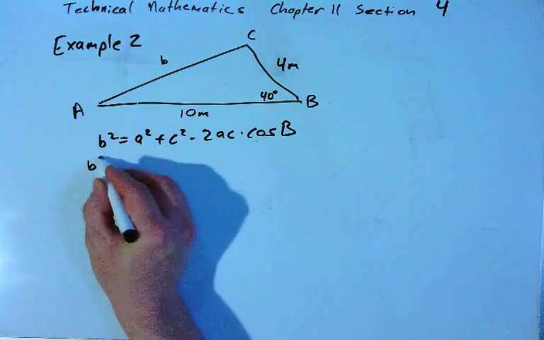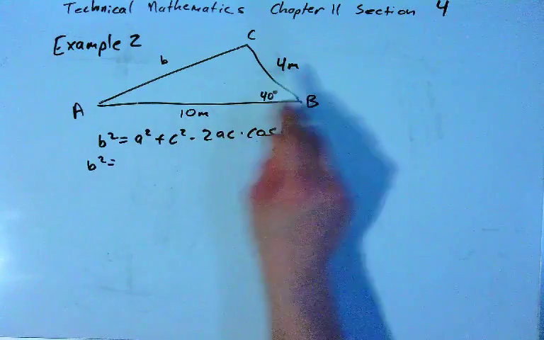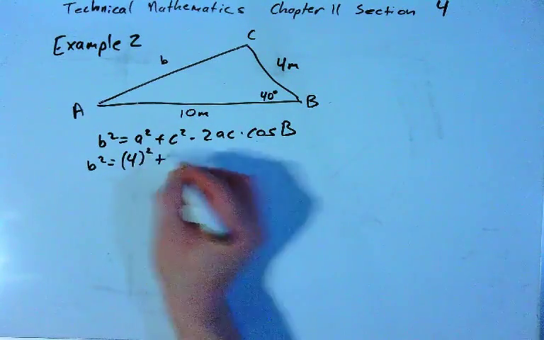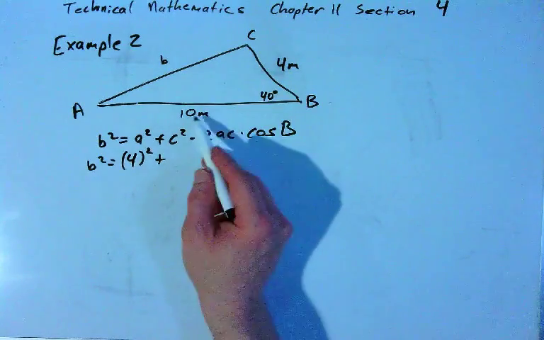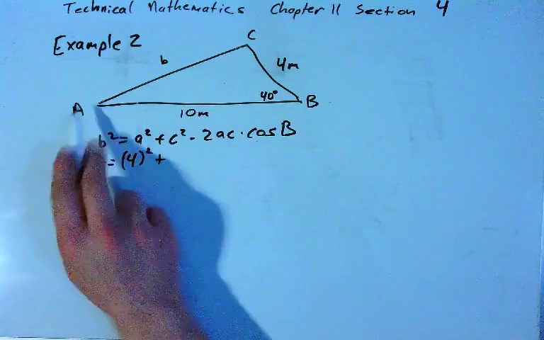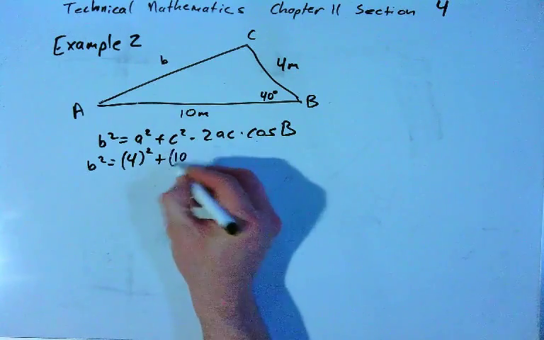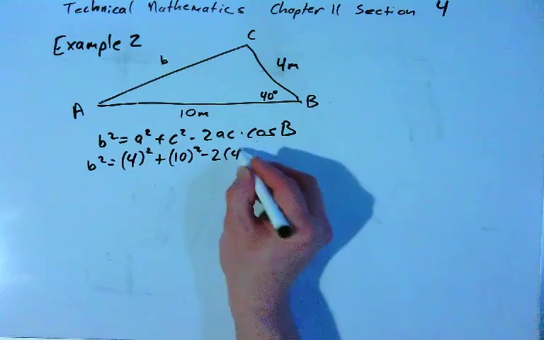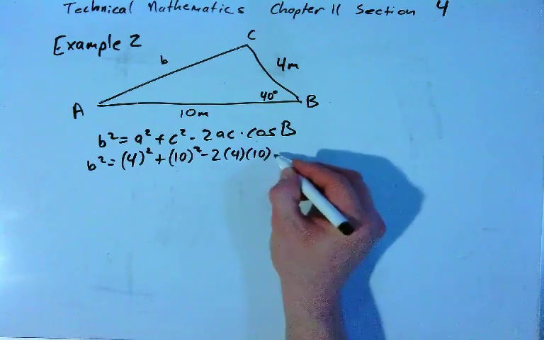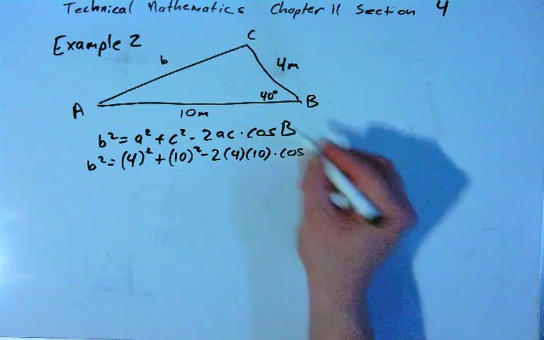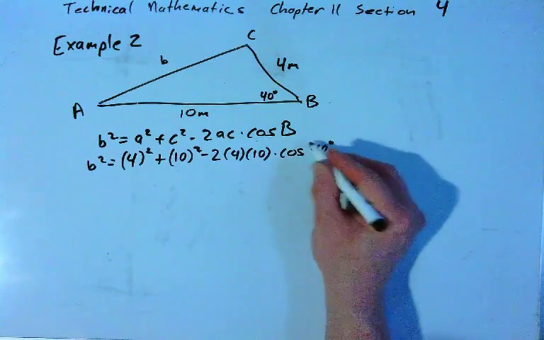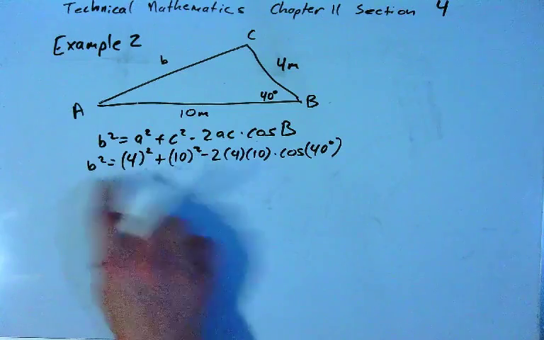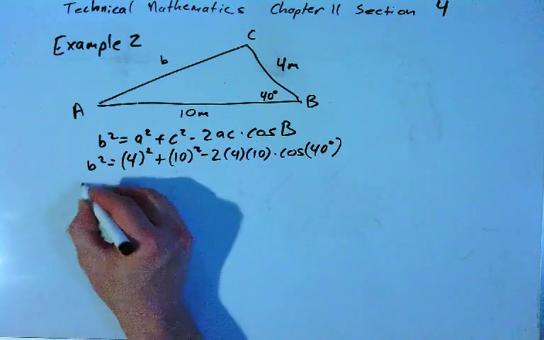And so we're looking for b. A is 4 meters. The figure in the book tells us that side C is 10 meters. In other words, the house is 10 meters wide. Minus 2 times A, which is 4, times C, which is 10, times the cosine of B, which is 40 degrees. Okay, so if we work all of this out, we will get b squared. Take the square root of both sides, we'll know b.